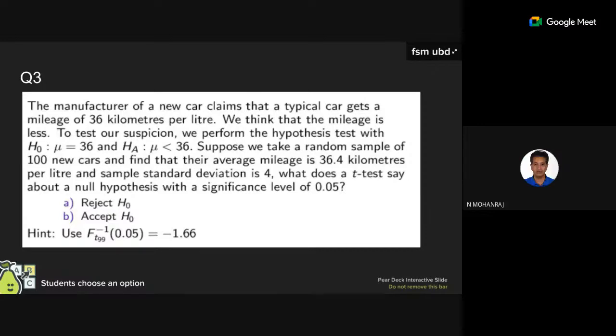Sir, here the sample data is more than the null.